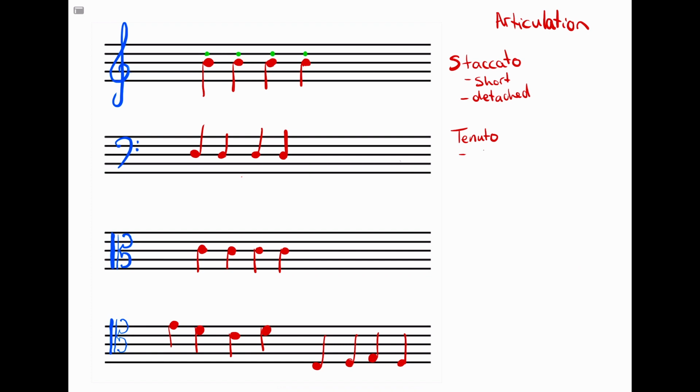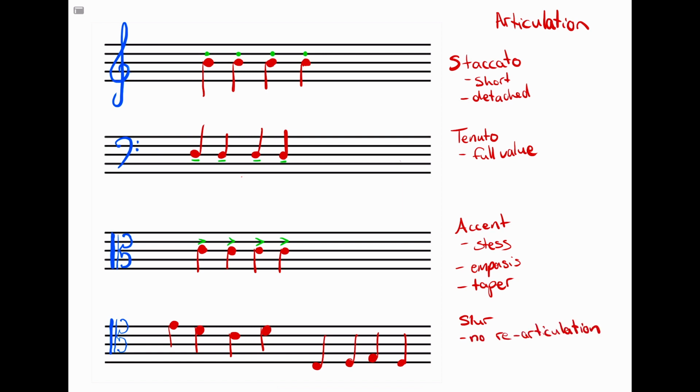Tenuto, meaning hold the note for its full value, represented by a short line above or below the note it applies to. Another articulation is an accent, meaning to add stress or emphasis to the beginning of the note with a slight taper. This is represented by a small hairpin-like symbol above or below the note it applies to. Lastly, there is the slur, which means to play all the notes under the slur without rearticulation or a break in the sound, playing them smoothly and connected. This is represented by a curved line going from the first to the last note in a slurred phrase.